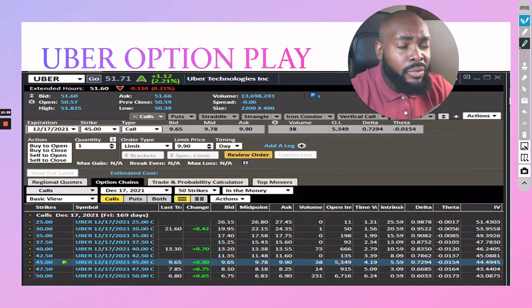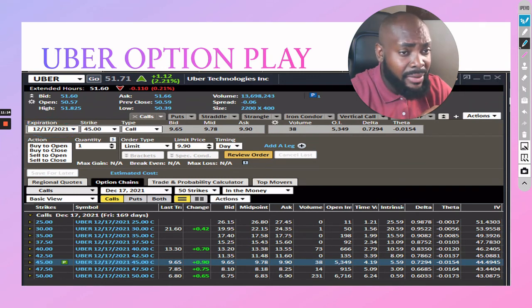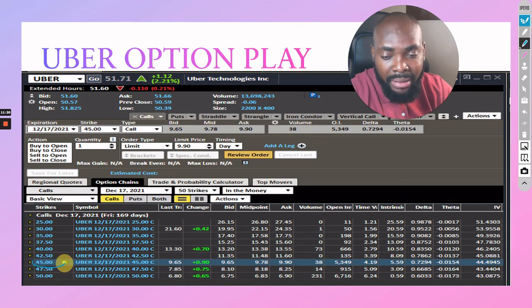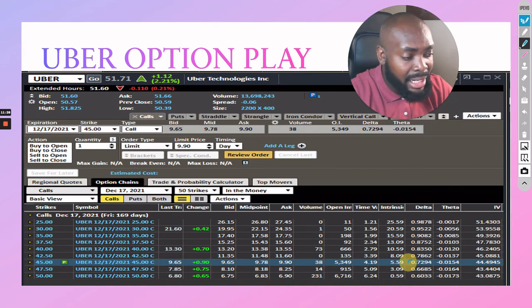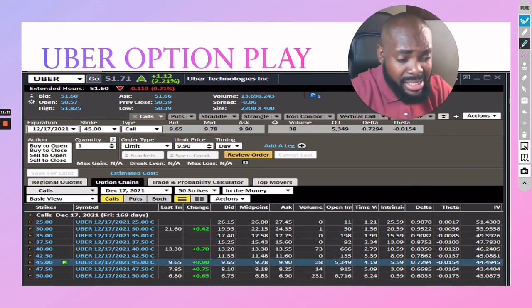We don't know when it's going to break out as yet, but I want to be in this play in anticipation of a breakout. I'm looking at December, which gives me roughly 5 months for the stock to break out and move to the upside, and I'm using options, so I want to be in the money. I'm looking at the 45 calls, which will be pretty deep into the money. My delta on those calls is going to be about 0.73, so 73 cents. My open interest is very sufficient, so clearly there are a lot of people interested in playing the 45 calls.